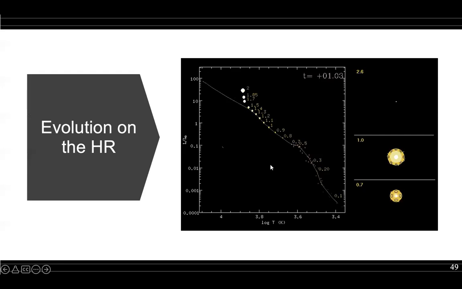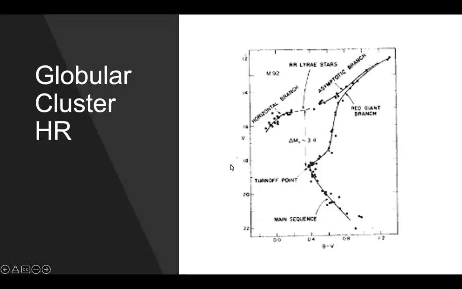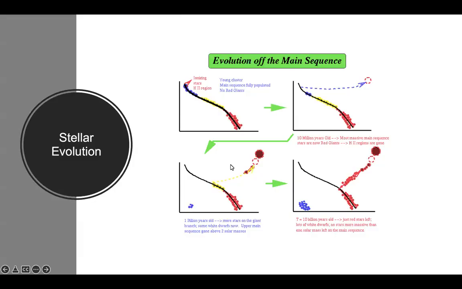So you can see this in this animation over here. Here's a star cluster. You can see the age over here. As it's getting older, there are more stars over here. There's less on the main sequence and there's more over here. So I'll repeat this so you can see it once again.